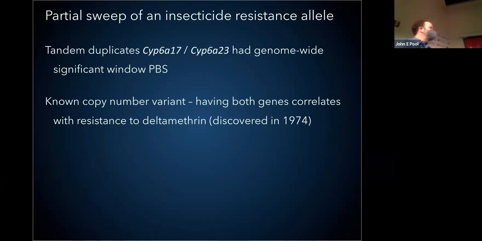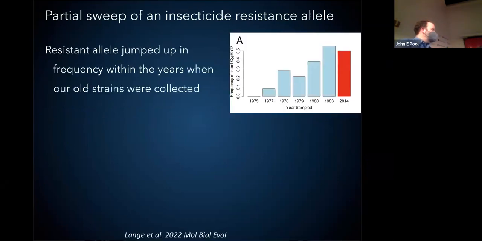And that timing is quite relevant because what we observed, to our great surprise, was that there was actually a considerable leap in the frequency of the resistance-associated variant with both genes present, even within the sampling years of the old strains. So even between 1975 and 1983, it's jumping up from near zero frequency potentially to almost 50%. And curiously, by the present, it didn't really get any higher than that, which might reflect the trade-offs that insecticide-resistant alleles often have.